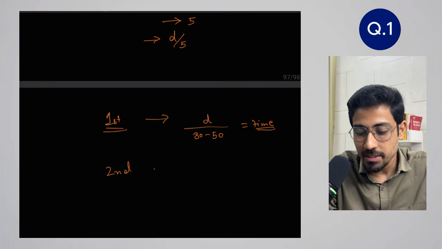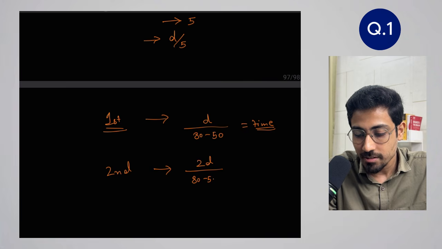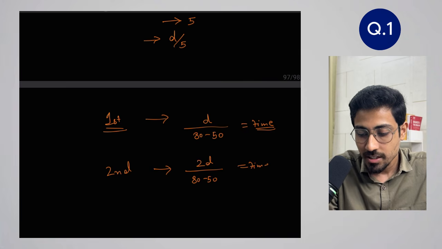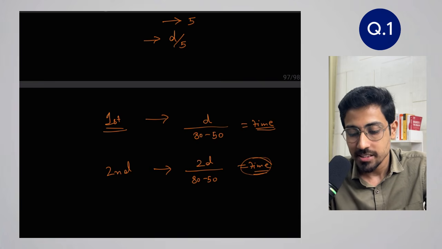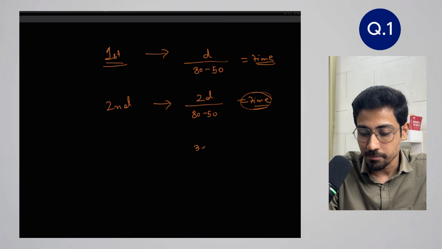What will it be for the second meeting point? It will be nothing but 2D divided by 80 minus 50. This will be the time required to reach the second meeting point. And so on, it will keep repeating. The third meeting point will be 3D by 80 minus 50.